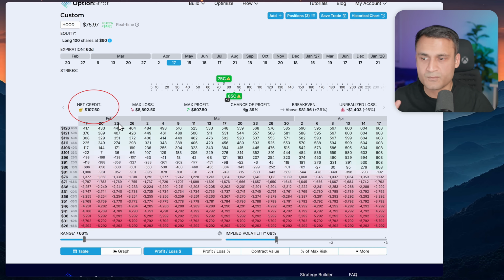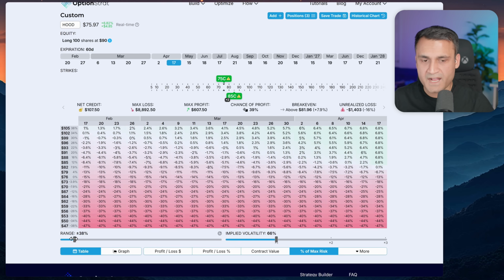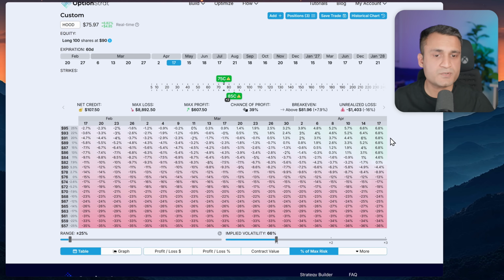And in this case, I'm receiving $107 credit, and my max profit is going to be $607. So in this setup, even if the stock goes back to my break-even price, which is $90, I'm going to make 6.8% return, which I think is a very good setup.